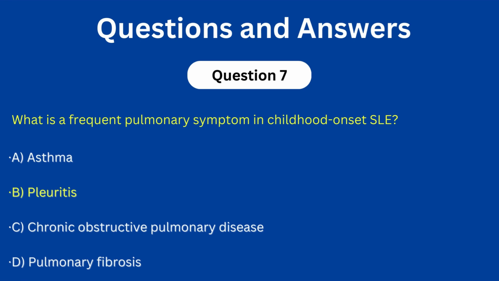Pleuritis, which is inflammation of the lining of the lungs, is a common pulmonary manifestation in childhood systemic lupus. Patients may experience chest pain, especially when breathing deeply. While other lung conditions can occur in systemic lupus, pleuritis is the most frequent in this condition.